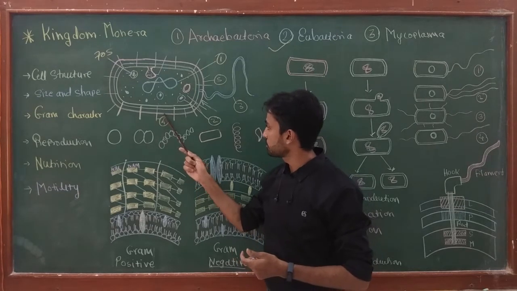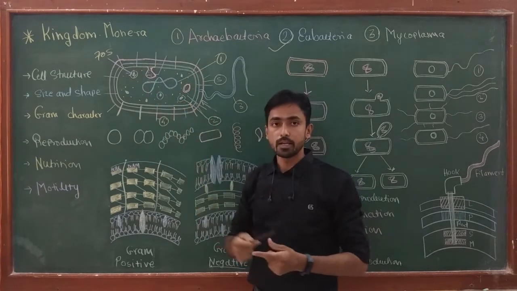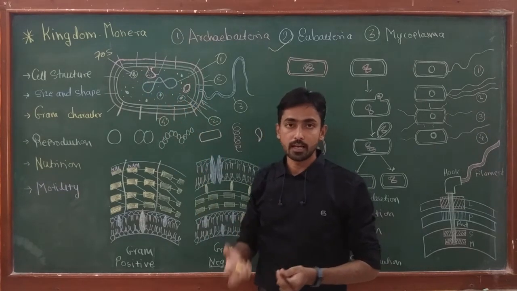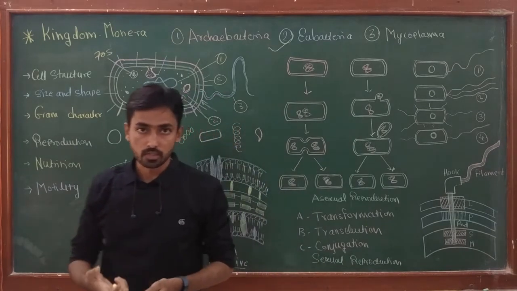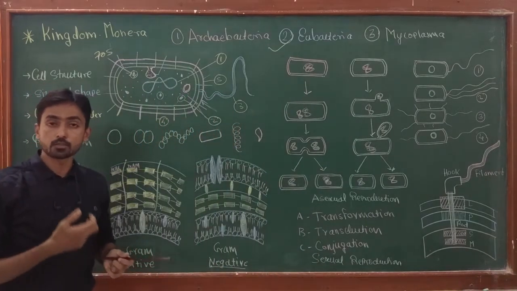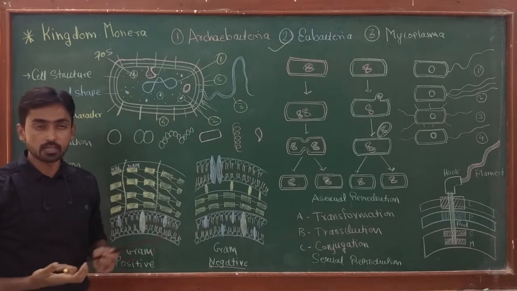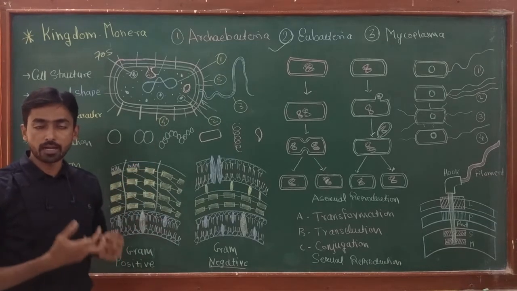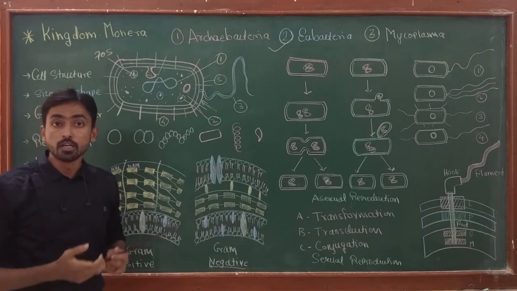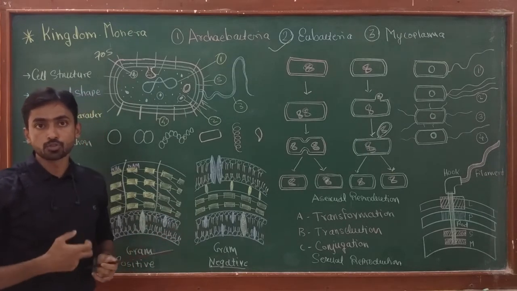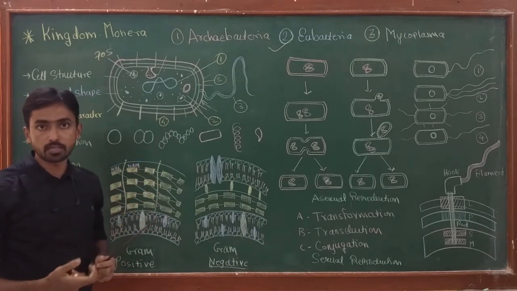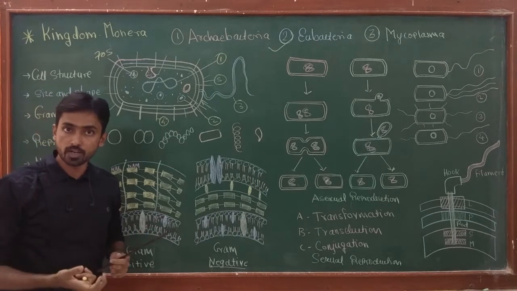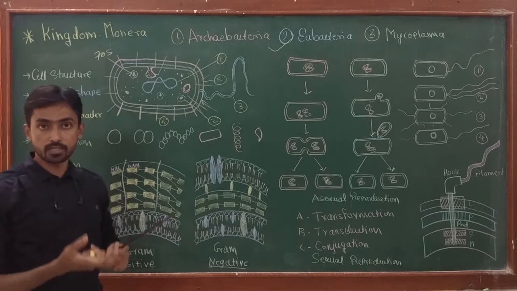This capsule present on the bacterial cell plays a number of different functions, like helping in attachment to a solid surface. Then they also prevent phagocytosis. That means when bacteria have this capsule, it can protect the bacteria from the attack of the immune system inside the host. This capsule also protects the bacteria from bacteriophages, or viruses which kill bacteria.